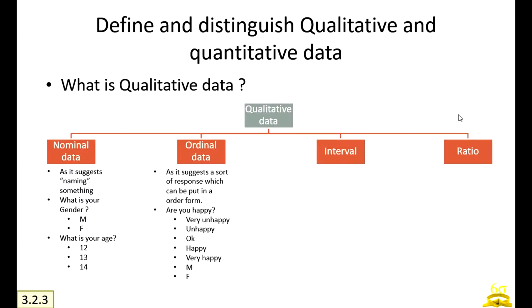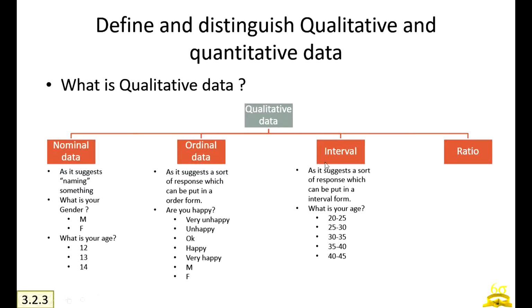Now ordinal data, as it suggests, is a sort of response which can be put in an order form, right? You can order this. For example, are you happy: very unhappy, I am okay, happy, very happy. Again, you can also order this in terms of the previous questions like male, female. You can standardize that questionnaire while you are in a data collection plan.